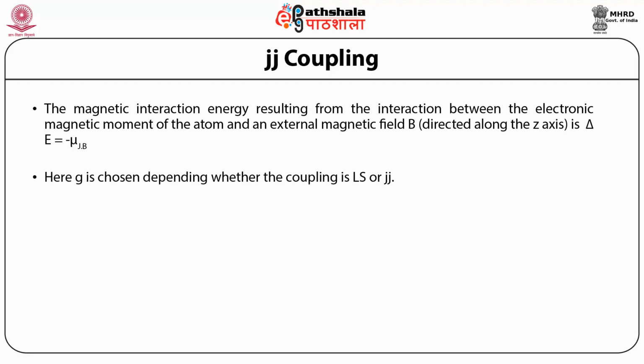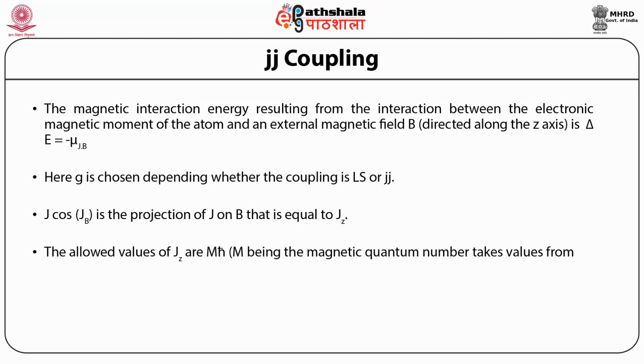Here G is chosen depending on whether the coupling is LS or JJ. J cos θ is the projection of J on H, which is equal to J_z. The allowed values for J along the z-axis are mħ, m being the magnetic quantum number, and takes values from plus J to minus J, a total of 2J plus 1 values. So ΔE is equal to g eħH upon 4πm_e, which is equal to g μ_B H, where μ_B is equal to eħ upon 4πm_e.